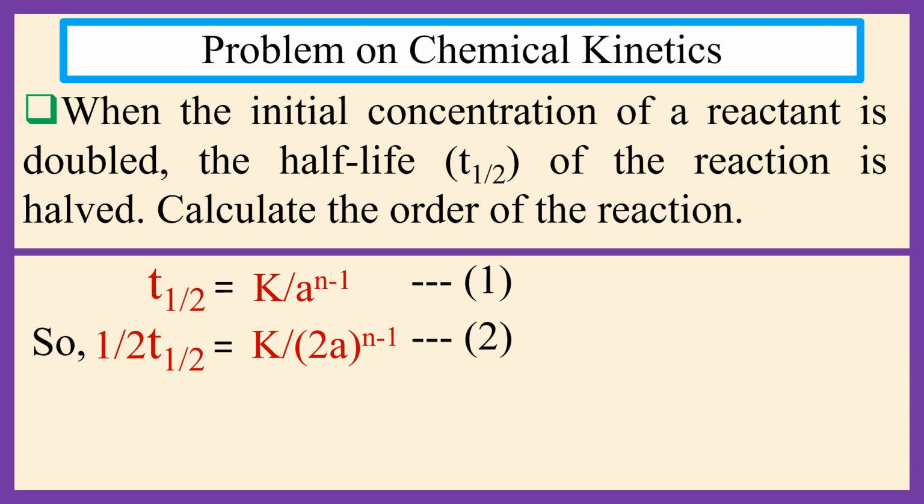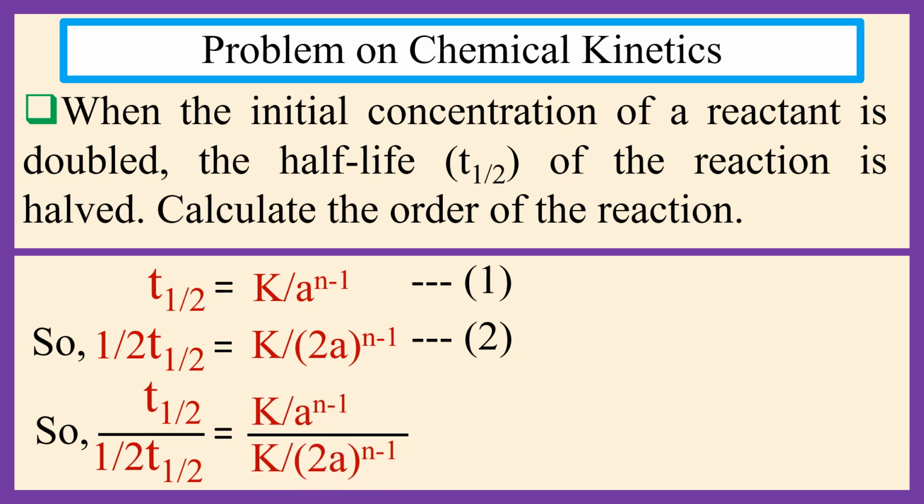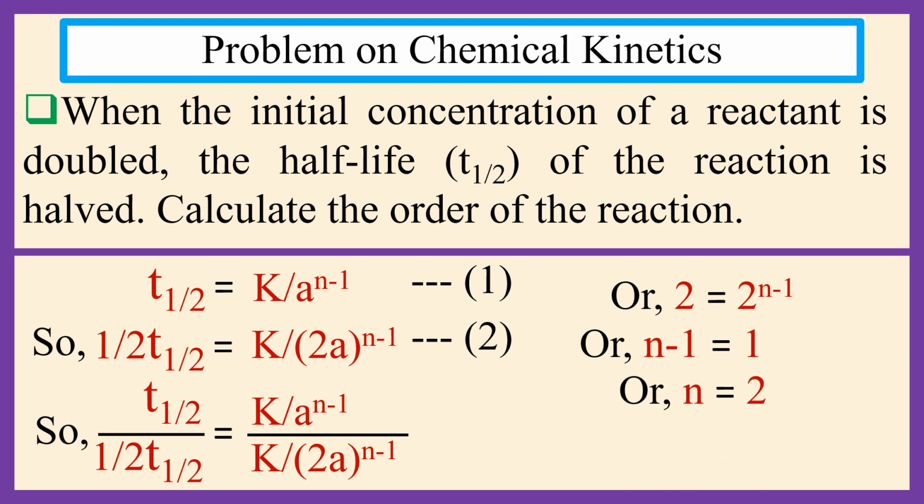Now divide equation 1 by equation 2. So, T half by half T half is equal to K by A to the power n minus 1 by K by 2A to the power n minus 1, or 2 is equal to 2 to the power n minus 1, or n minus 1 is equal to 1, or n is equal to 2. Therefore, the order of the reaction is 2, that is second order.